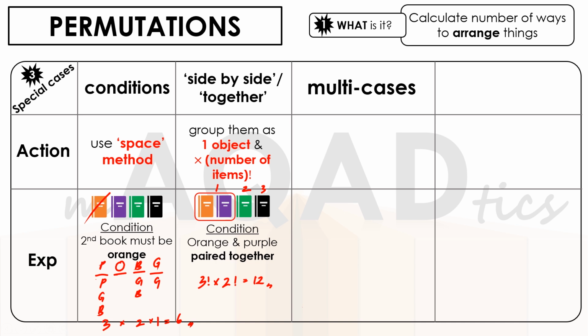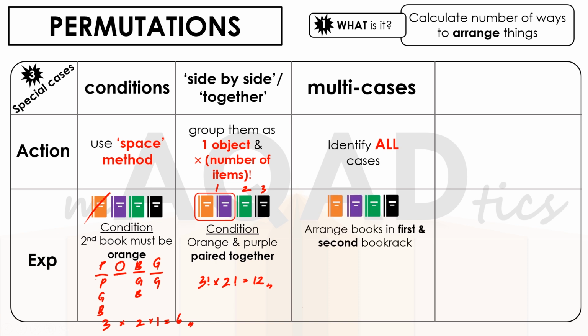And the third case is called multi-cases. So for a situation, there will be a lot of cases and we need to identify all of them. An example is, let's say we have these 4 books and we need to arrange those books in the first and second book rack. So here we have a lot of different cases. Case number 1, for the first book rack, I can put 1 book first. Then for the second book rack, I need to put the other 3. So that is the first case.